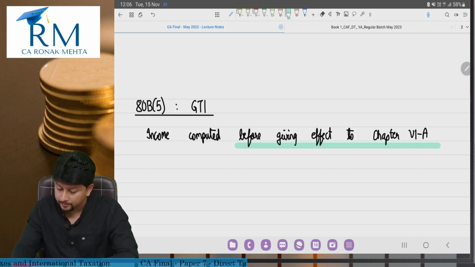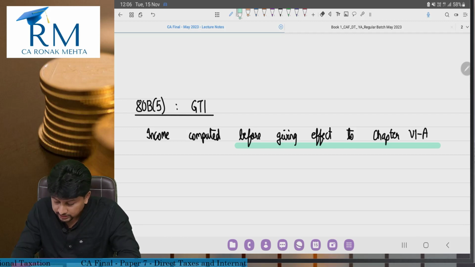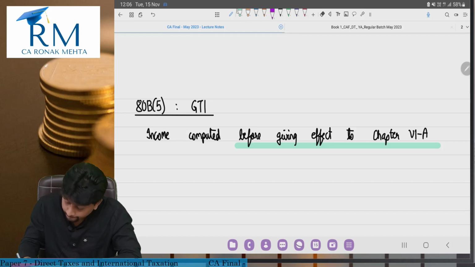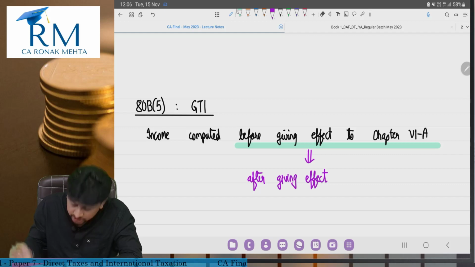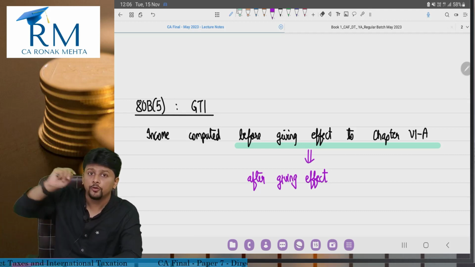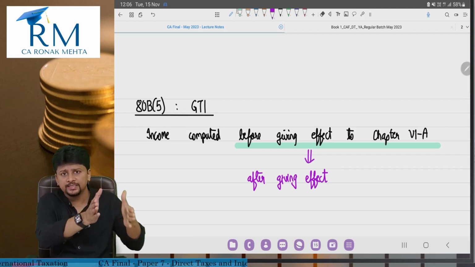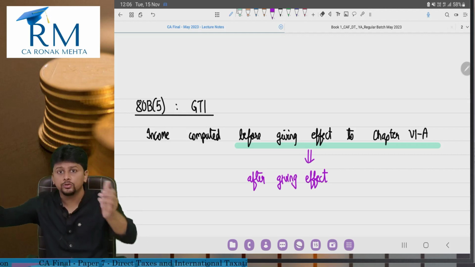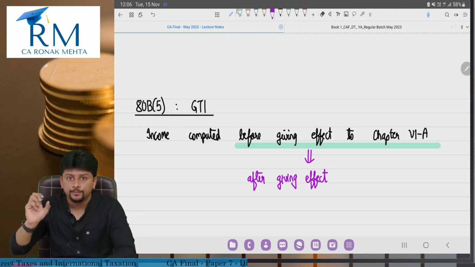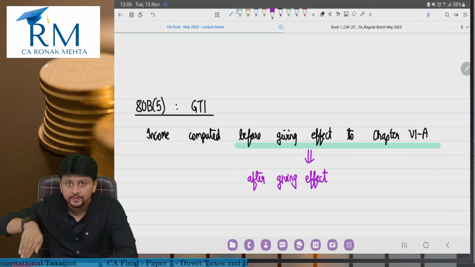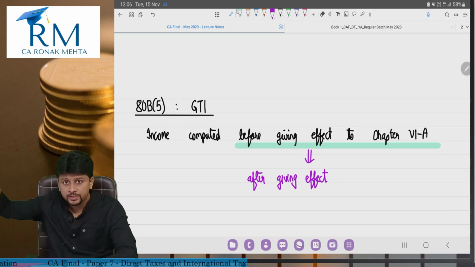Sir, what does that mean? Before you give effect to chapter 6A, whatever is the amount that you get is your gross total income. But that implies after giving effect to all the other chapters that are there before chapter 6A. Income Tax Act 1961 gets divided into chapters. Then in every chapter there are certain sections, and then there is a section in which there is a subsection, or there is a section in which there is a clause.